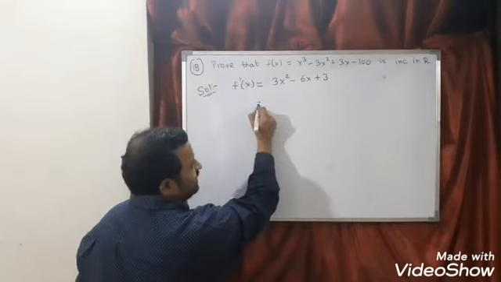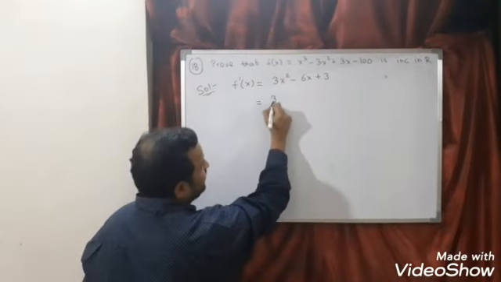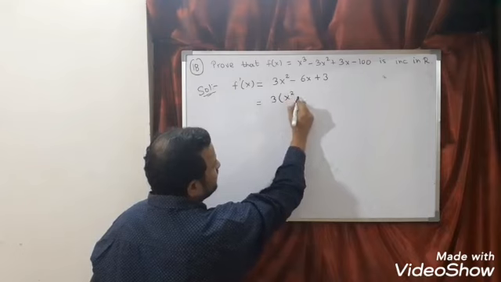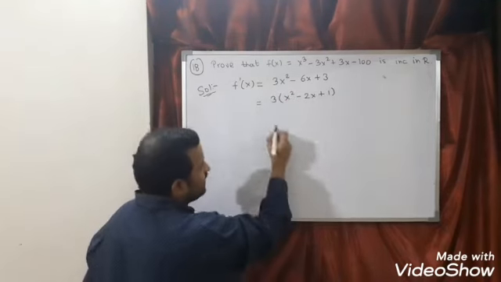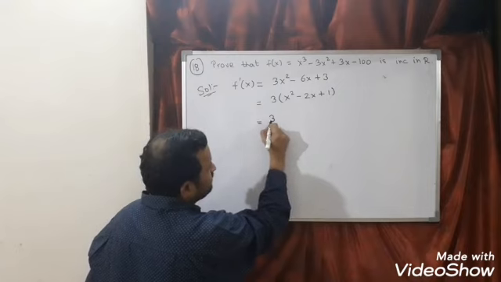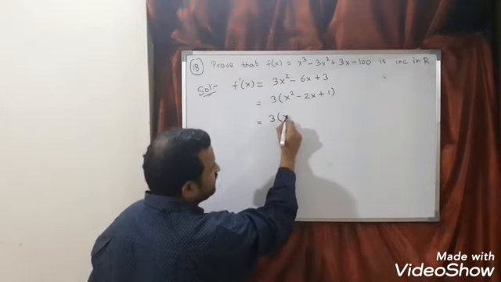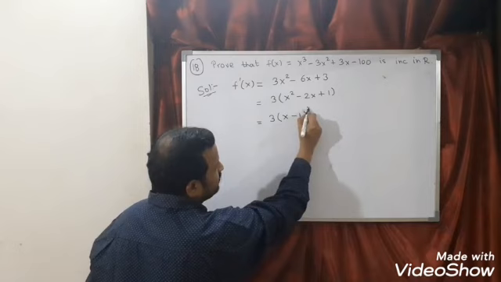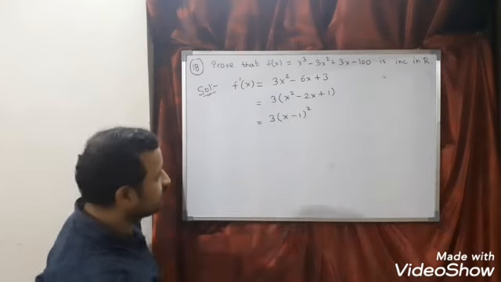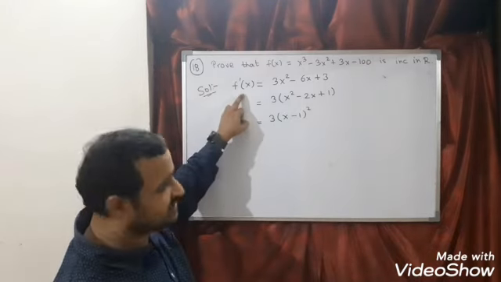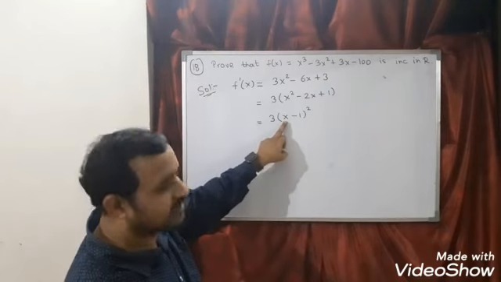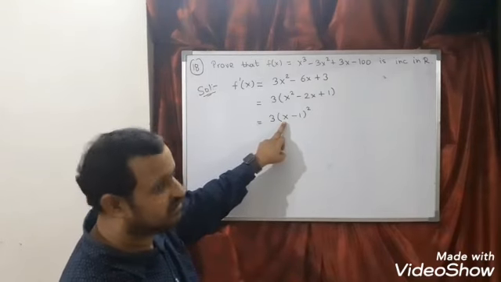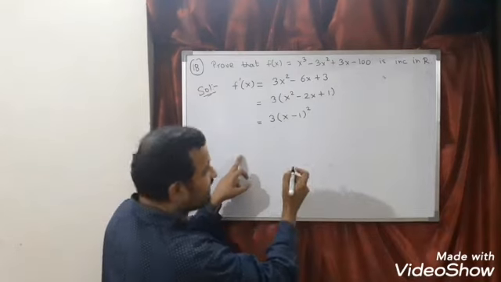Now I think we can take something common. 3 we can take common here: x square minus 2x plus 1. Now break it into linear form. So this we can write as x minus 1 whole square. So find f dash x, break it into linear factors. Coefficient of x is what here? Positive. Next, find the critical point.